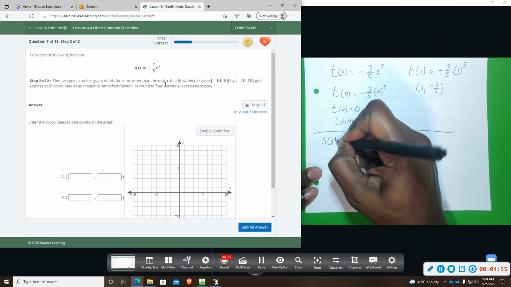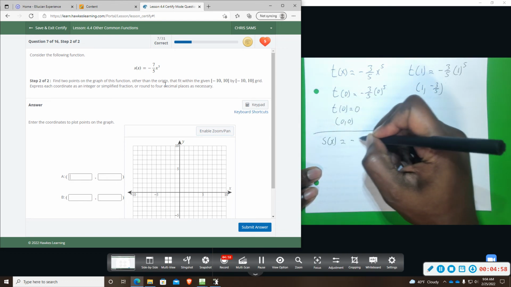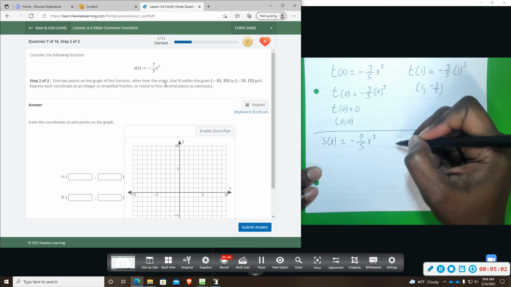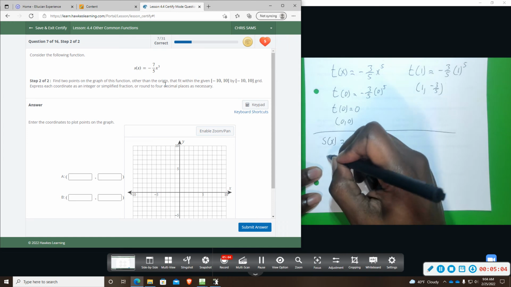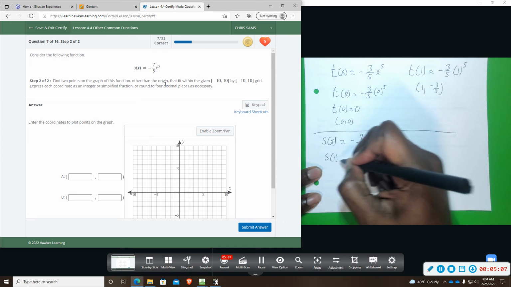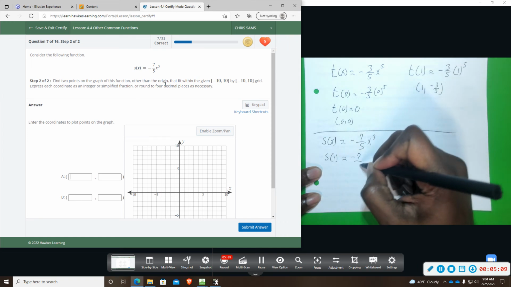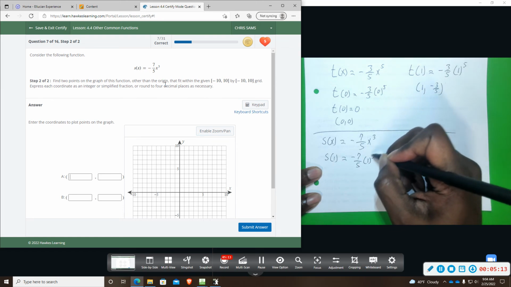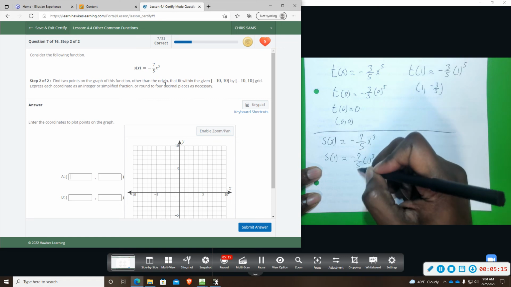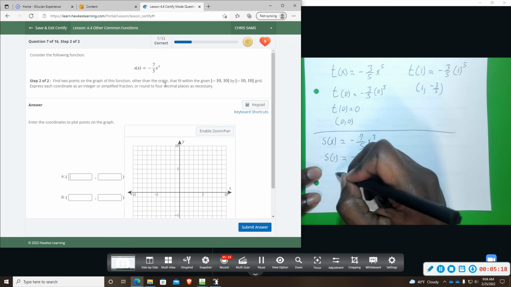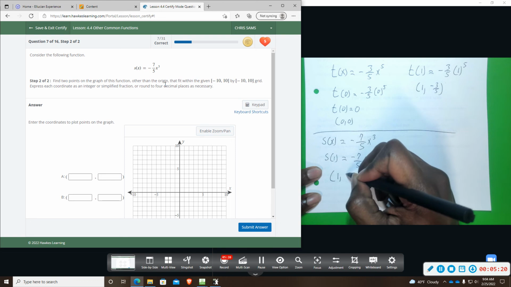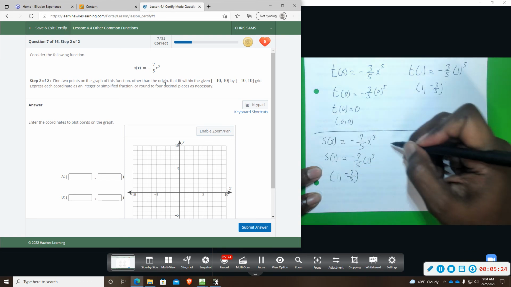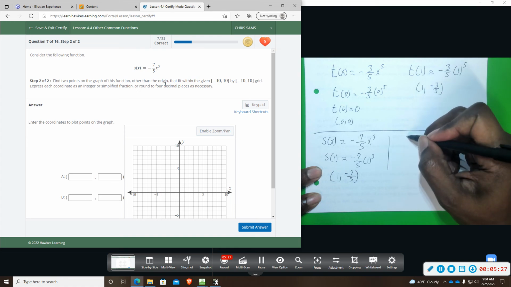S of x is equal to negative 7 over 5 x to the third. Okay, so I'm going to plug in 1. I'm just going to plug in 1 for x. Again, 1 to the third power is just 1. 1 times any number is itself. So with this negative 7 over 5, I get the ordered pair 1, negative 7 over 5. Okay, and then I'm going to do that with negative 1.